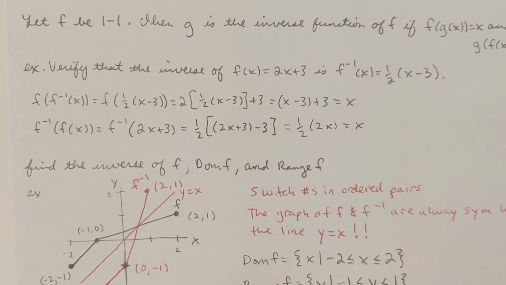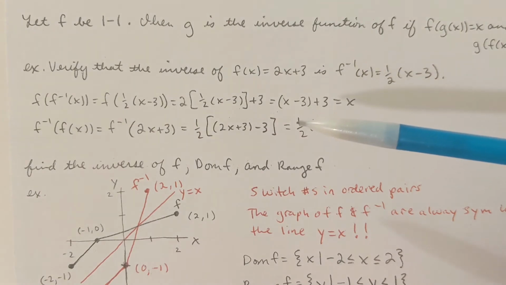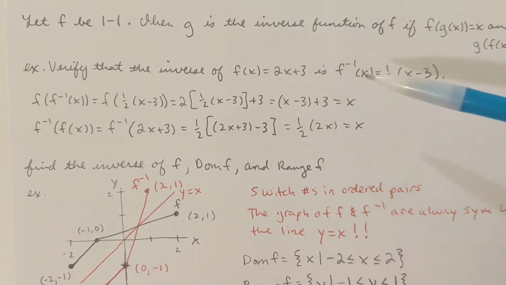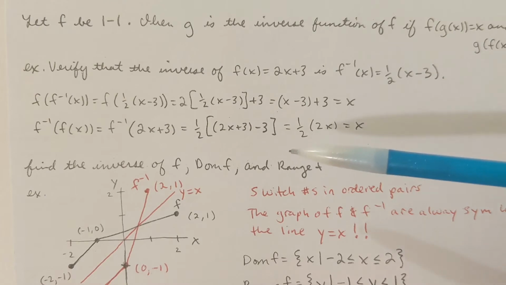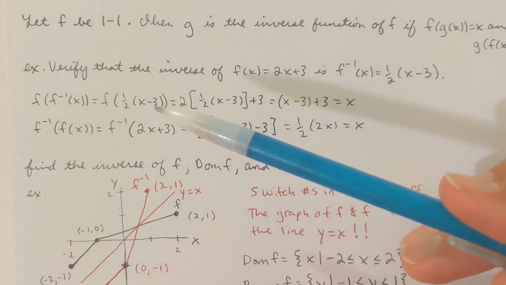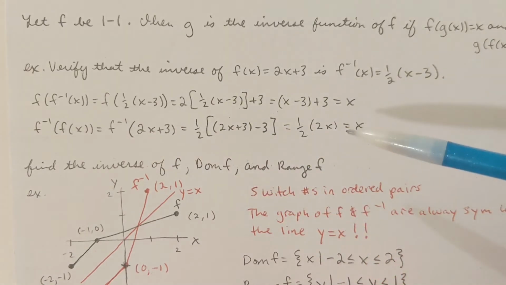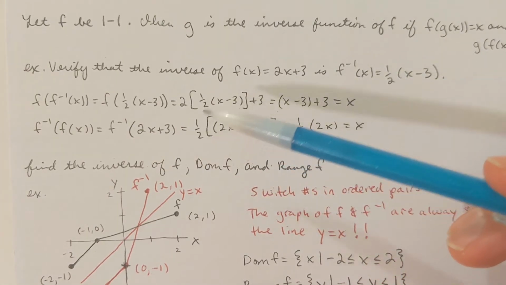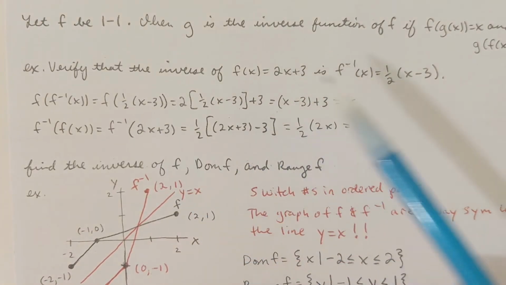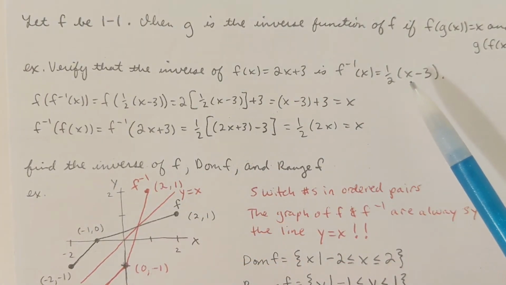So, for example, let's verify that the inverse of f of x, which is 2x plus 3, is f inverse of x equals 1/2 times the quantity x minus 3. Well, I want us to verify that these two functions are inverses of each other. So I got to compute f of f inverse of x and f inverse of f of x, and check that I get x on both of those. f of f inverse of x gives me f of 1/2 times x minus 3.